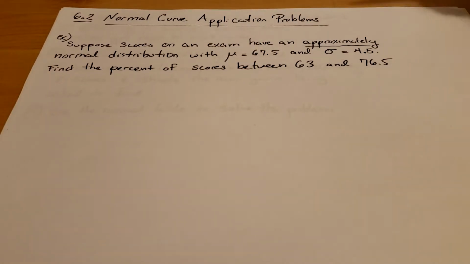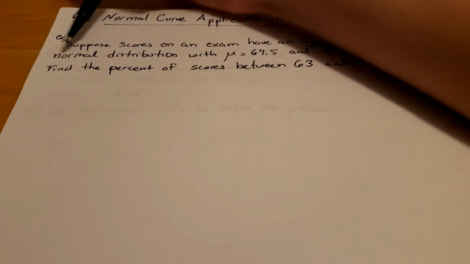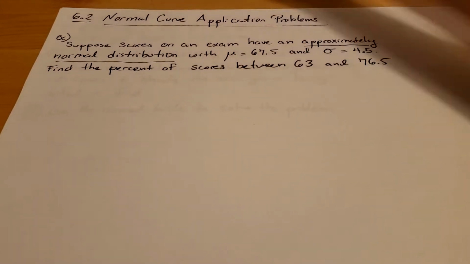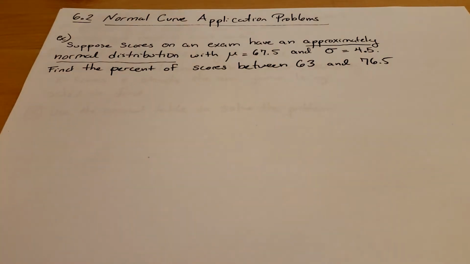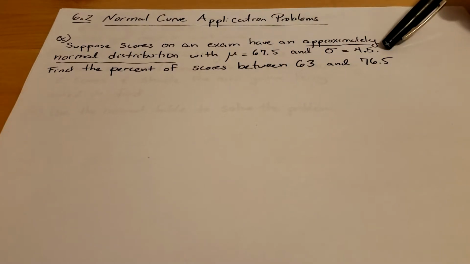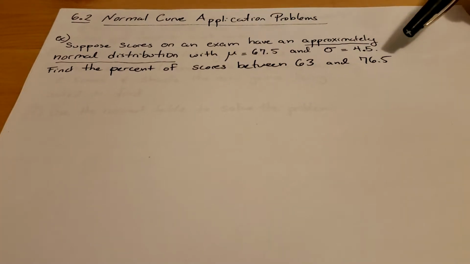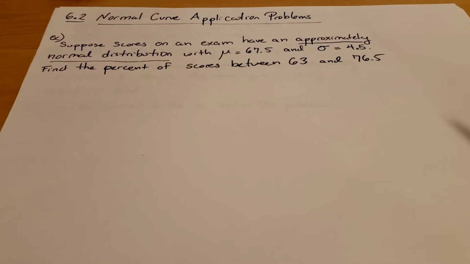The fact that they told us these exam grades had an approximate normal distribution tells us that we can solve this using normal curve tables or using the calculator. First, we'll go through how we would do this without the calculator. This is not a standard normal curve problem because our mean is not 0 and our standard deviation is not 1, but we can still use some facts that we know about normal distributions to give us an idea of what direction we should head in.